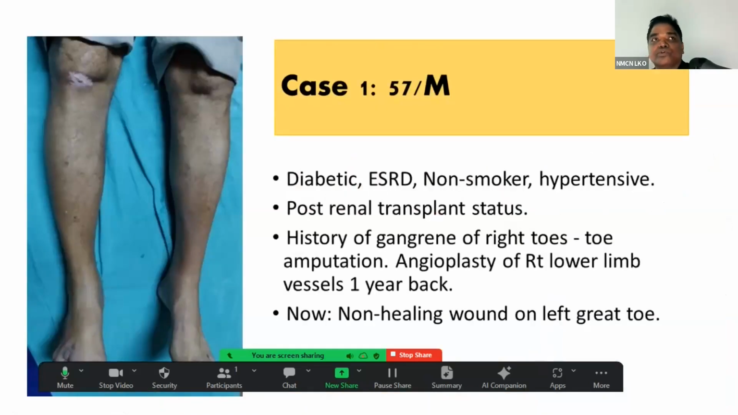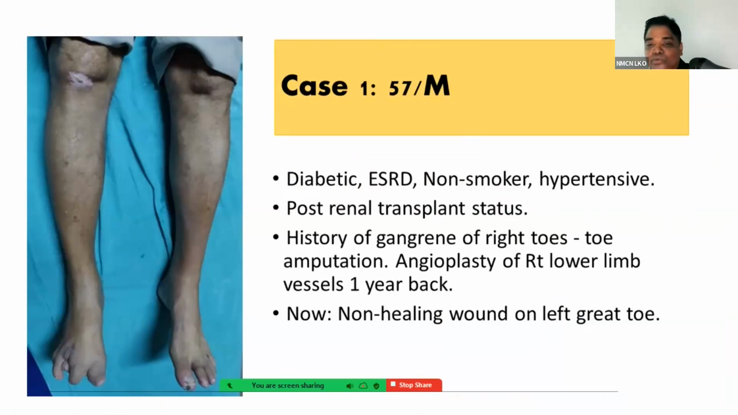Now I'm just going to show you some cases that we've encountered here. This is a case of a 57-year-old male with diabetic foot. He had end-stage renal disease, was a non-smoker, hypertensive, post-renal transplant, and had a history of amputation. He had gangrene of the right toes. I don't know if this is getting covered here. If you see his right toes, you'll be able to see that he's lost a few toes. He had a history of gangrene of the right toes, for which he underwent amputation a year ago, and he also had angioplasty done after the amputation.